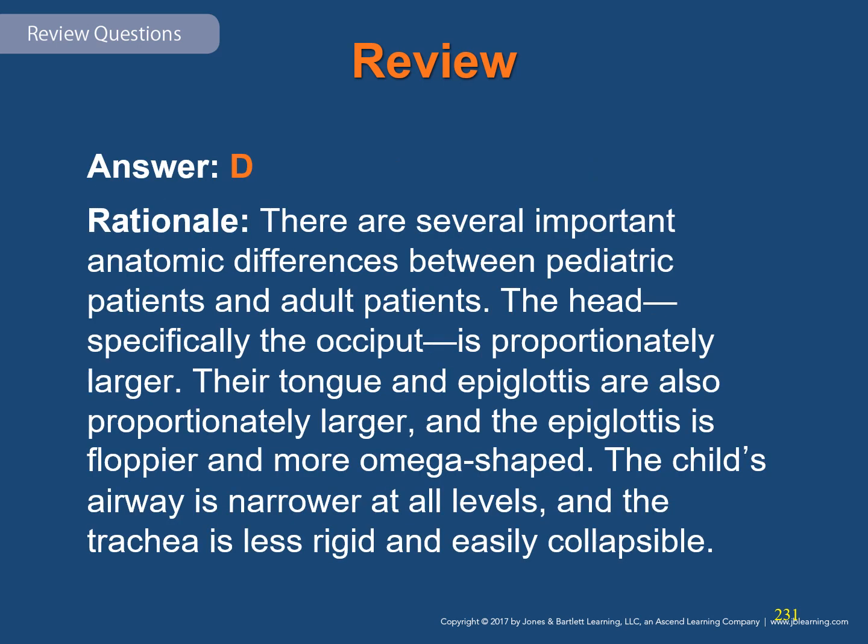There are several important anatomic differences between the pediatric patients and the adult patients. The head is significantly, the occiput is proportionately larger. Their tongue and epiglottis are also proportionally larger, and the epiglottis is floppier and more omega-shaped. The child's airway is narrower at all levels, and the trachea is less rigid and easily collapsible.